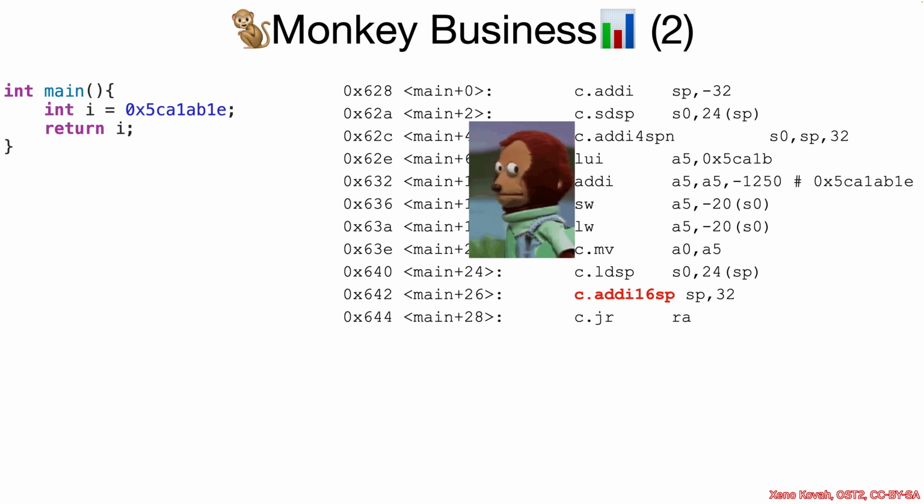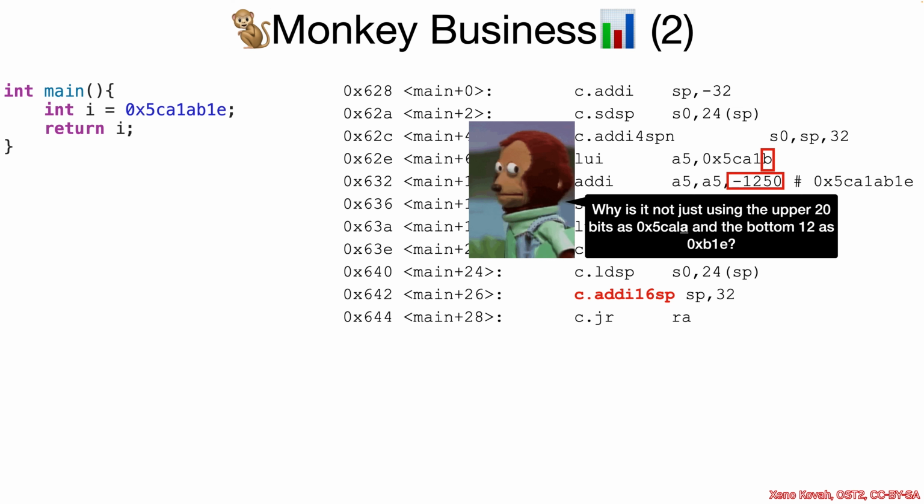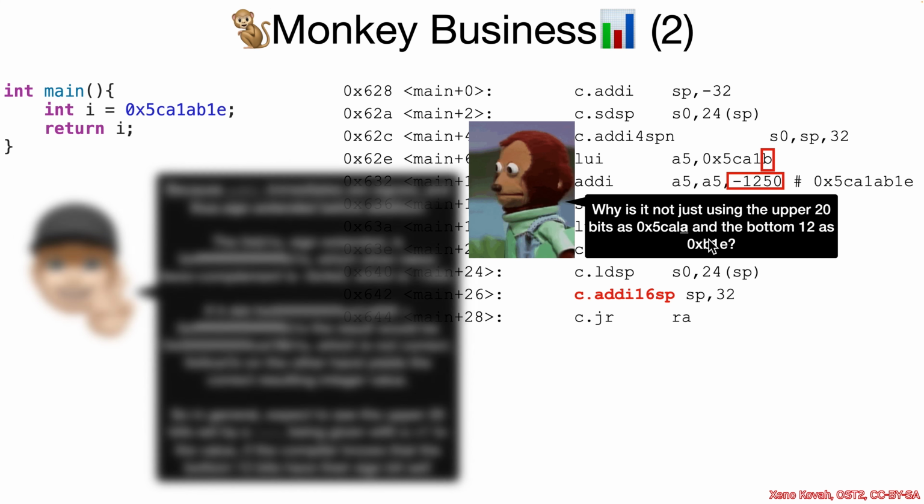Additionally, one other little bit here, if you looked closely, you may have seen that when it was loading that immediate scalable here, it had the upper 20 bits in the LUI as scale B instead of scale A. And there's the question of why is it not just using the upper 20 literal bits of scalable and the bottom 12 bits in the add-i, right? Why don't you use scale A? Well, the answer is math.